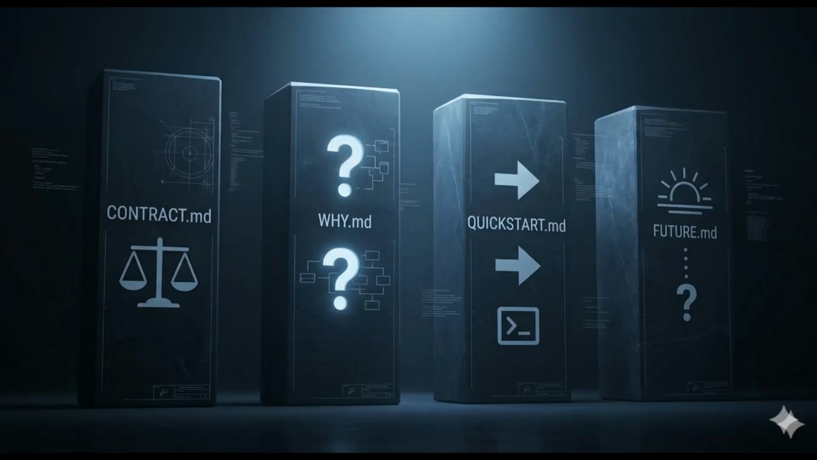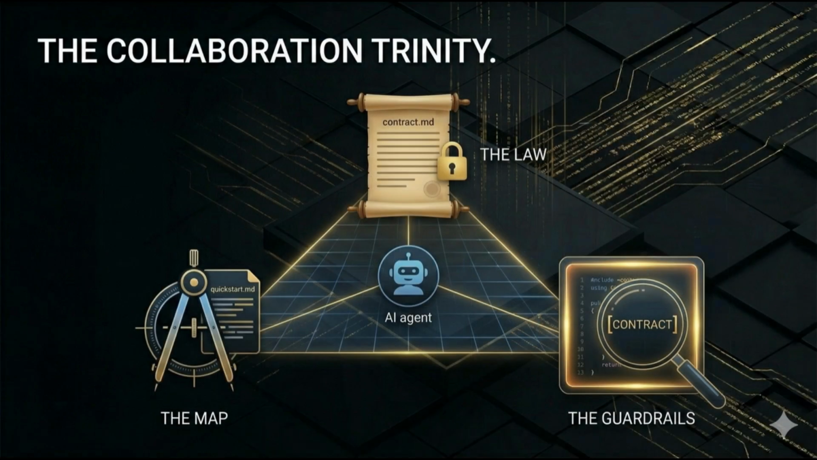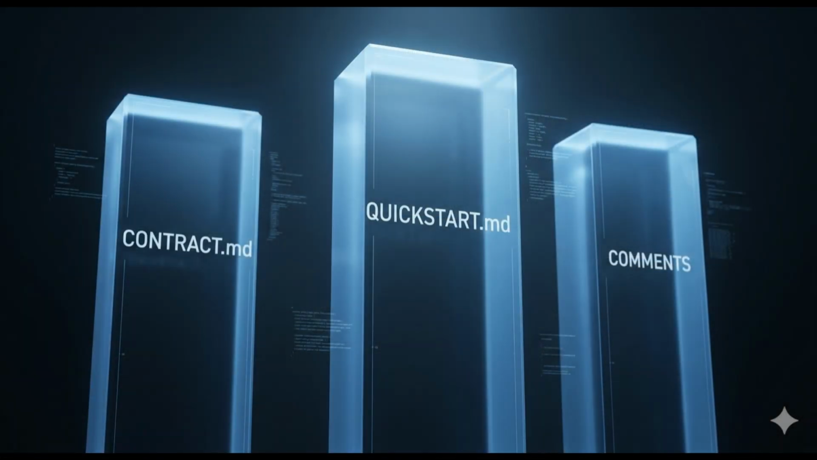3, 2, 1. In the last episode, we talked about the trinity of collaboration: the contract, the quick start, and the comments. You've already seen how contract.md defines the laws of the system, and how contract-style comments act as guardrails inside the code. Today we're building the map, QUICKSTART.md. This file is the empirical interface of your project.